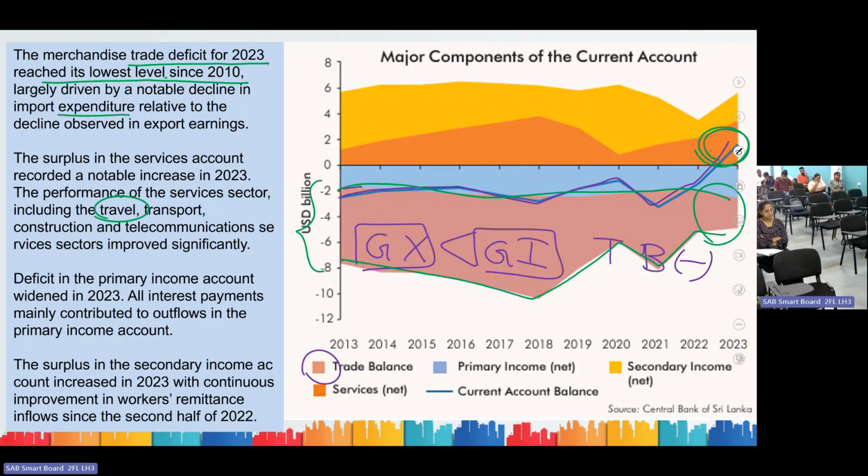The surplus in the secondary income account increased in 2023 with continuous improvement in worker remittances.